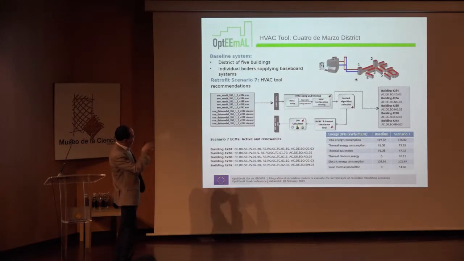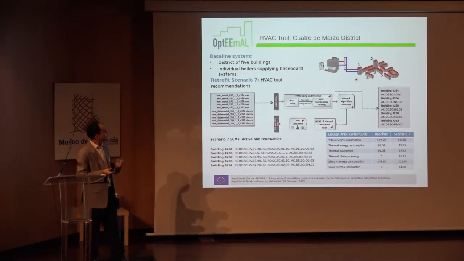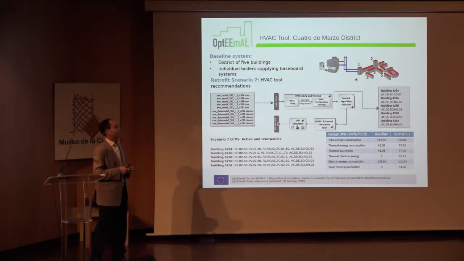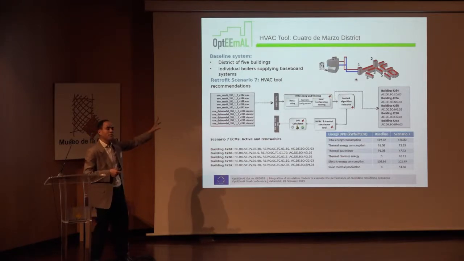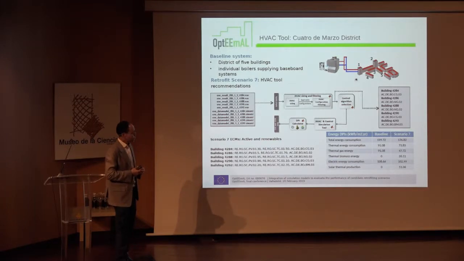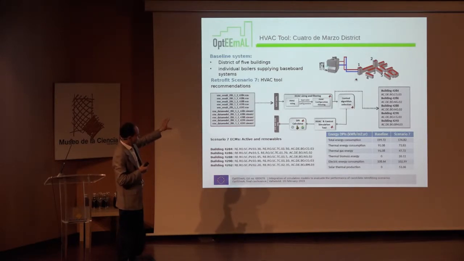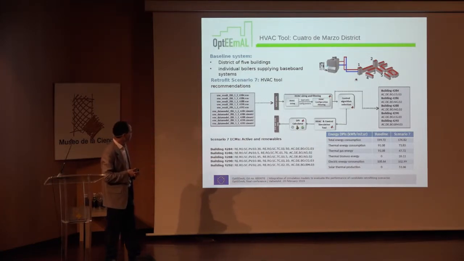And this is my last slide. It's an application of the tool functionalities to the Cuatro de Marzo district that we have been discussing this morning. Looking at the baseline system, we have 5 buildings in the district, with individual boilers supplying baseboards, a radiator system. The tool will run different scenarios, simulate, and calculate KPIs. Here I'm focusing on one specific scenario, just for the sake of presentation.